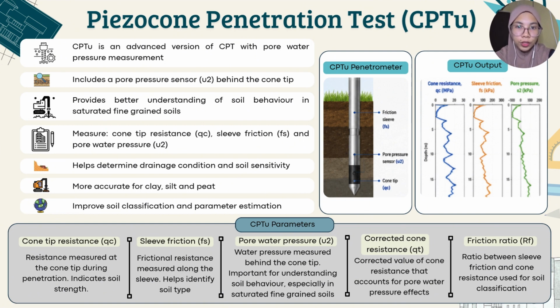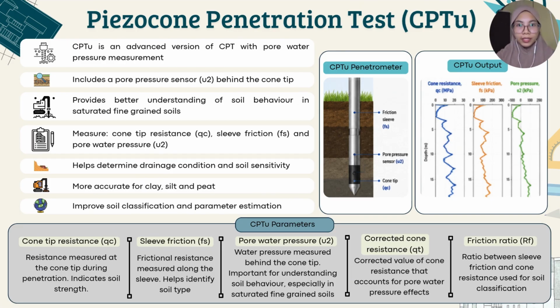This makes CPTU more suitable for soft and saturated soils such as clay, silt, and peat because it helps engineers understand soil behavior more accurately under undrained conditions. Compared to normal CPT, CPTU gives a better interpretation of soil properties such as strength, compressibility, and stiffness. It also improves the accuracy of soil classification and gives more reliable geotechnical data for engineering design.